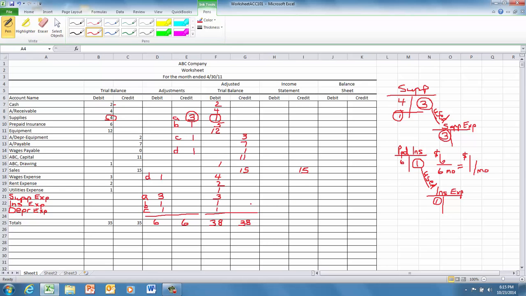So there's my revenue. And then all of these from the 4 down to this 1 here, these are all expenses. And so I'm going to put all of those in the income statement columns too. Put them exactly the way they are on the adjusted trial balance. There we go. Now all other numbers, so that's from cash all the way down to drawing, is going to go in the balance sheet. And again, just exactly the same way they are on the adjusted trial balance.